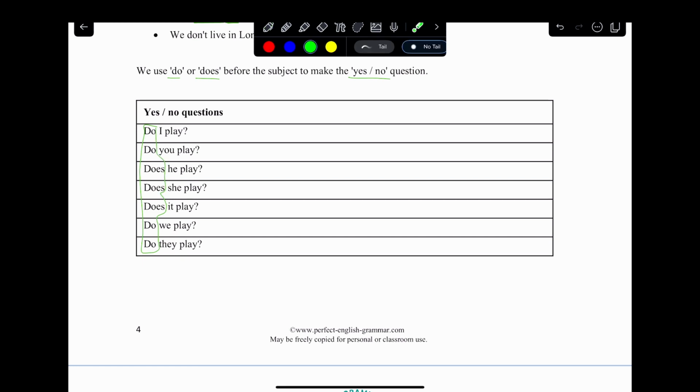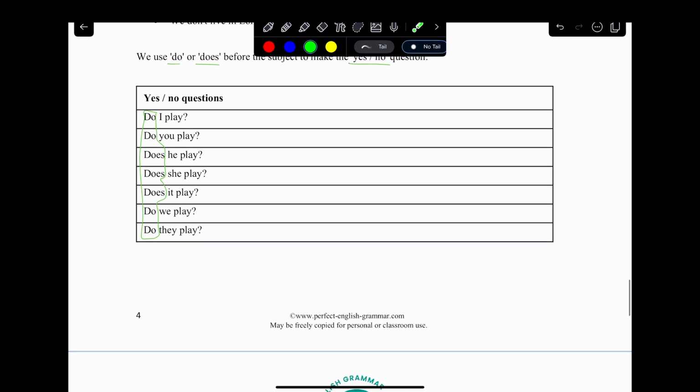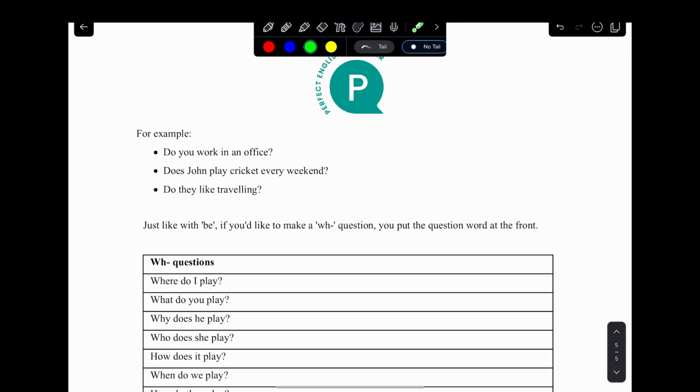Do I play? Do you play? Does he play? Does she play? Does it play? Do you play? Do we play? Do they play? Okay. So, for example, do you work in an office? Do you work in an office? Are you working in an office? Do you work in an office?